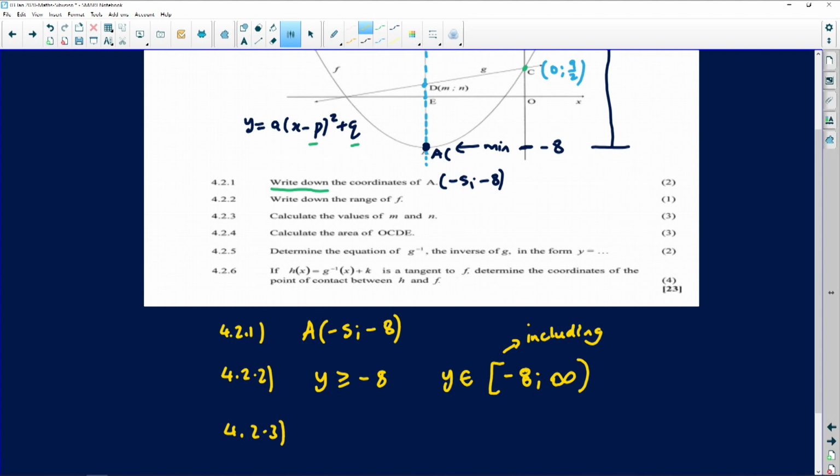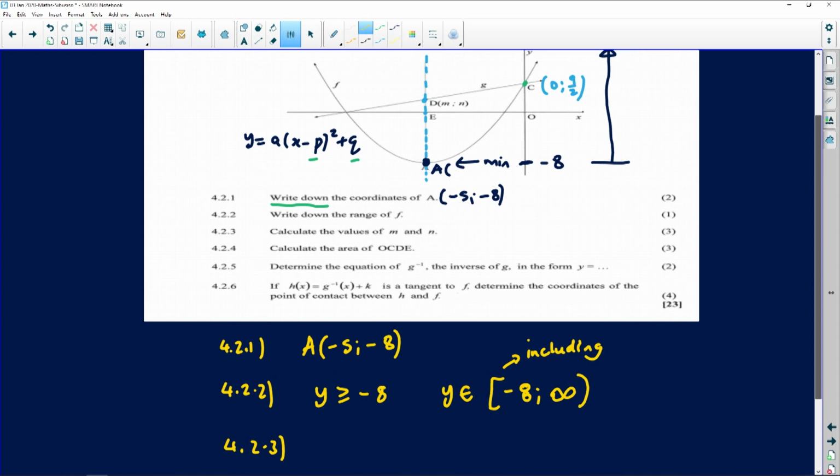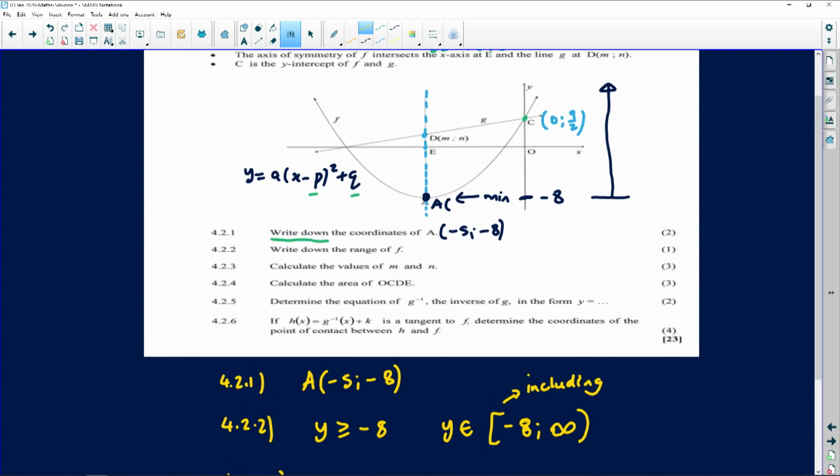Okay, let's go to the third one, 4.2.3. So 4.2.3 says calculate the value of m and n. So what is this m and n? Well, those are the coordinates of point D, right? Now, the only thing I know about that point D is that it's a point on the straight line, okay? The straight line knows everything about its points.